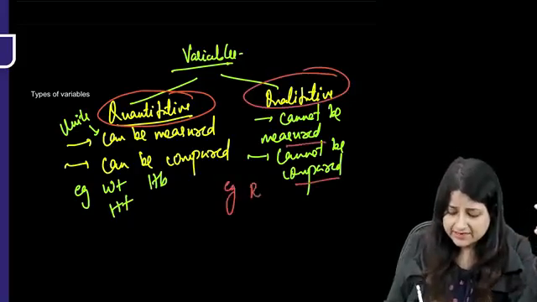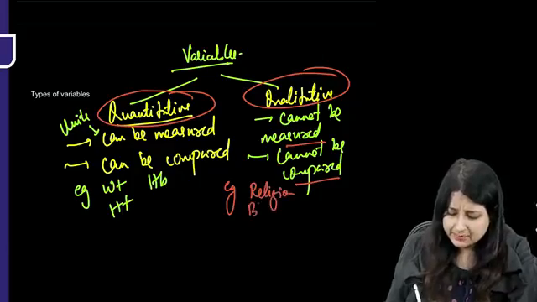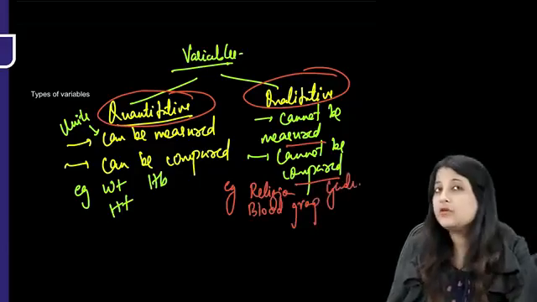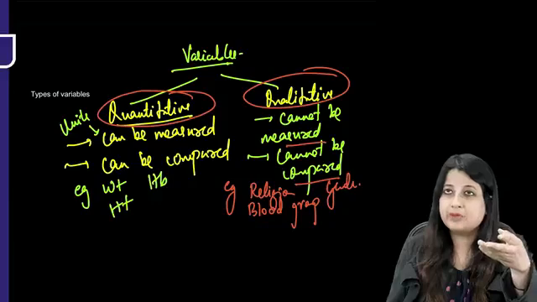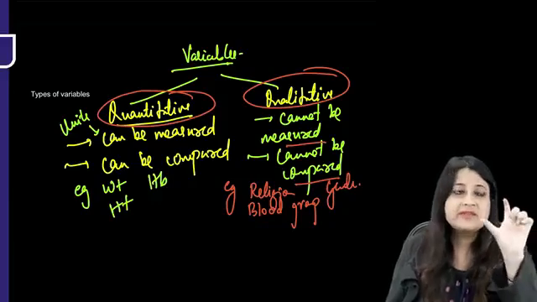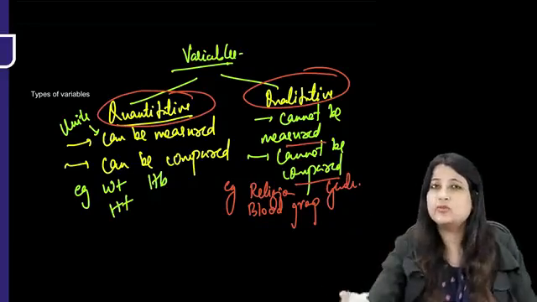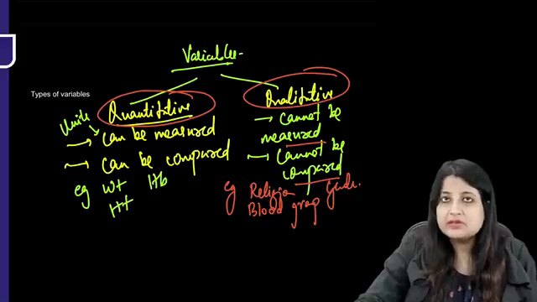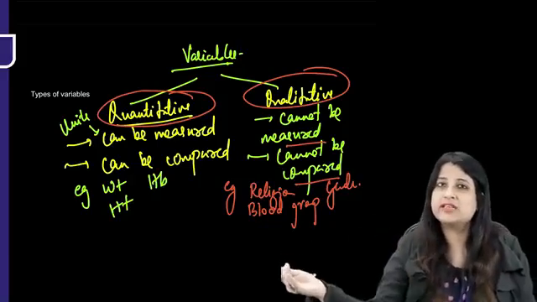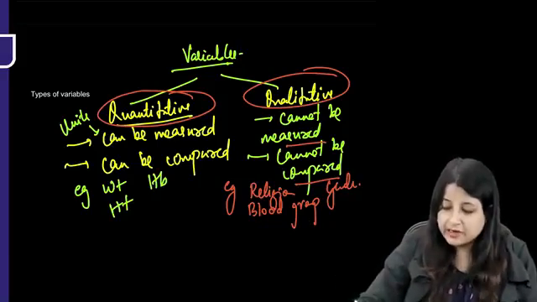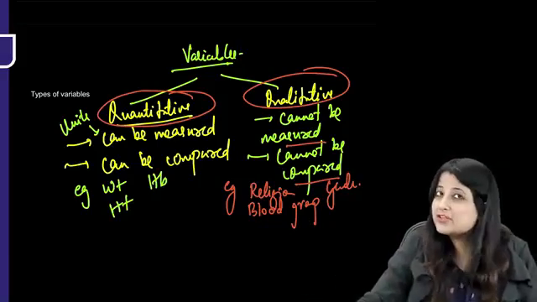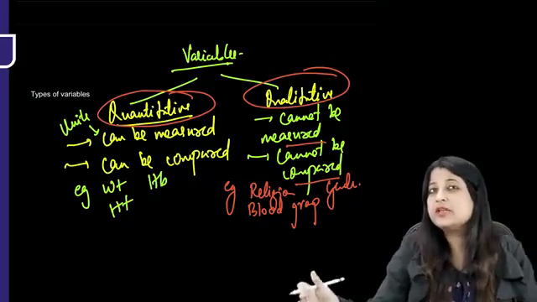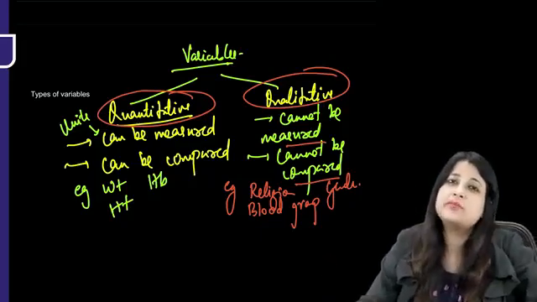What do I mean by this? Like religion, blood group, gender. Now, if I say I'm A positive, you are B positive, or even if you are A positive, can we measure blood group in a unit? Do we have any unit for blood group? No, we don't. Plus, if I am A positive, you are also A positive, can I say I am more A positive than you? No, we can't do that. Gender: male, female, transgender. Can we measure gender in any unit? No. Religion: anybody can be a Hindu, Muslim, Christian and all that. Can we measure religion? No, we cannot measure religion.